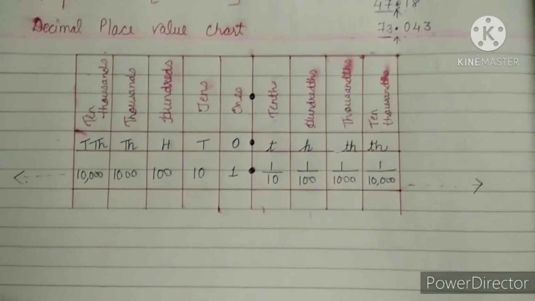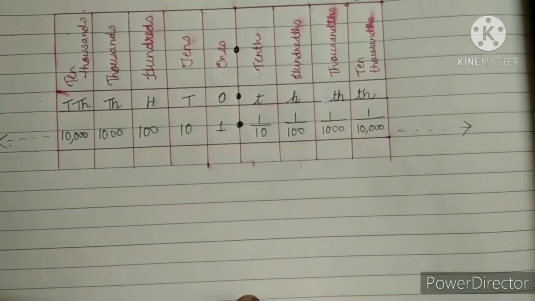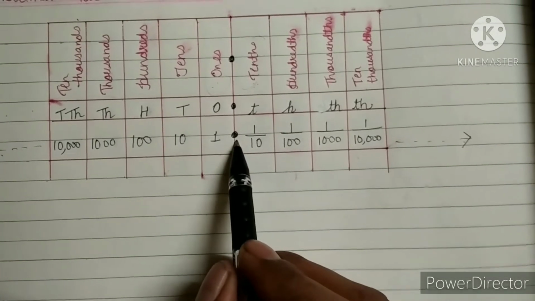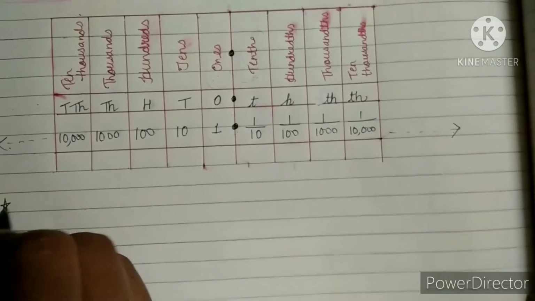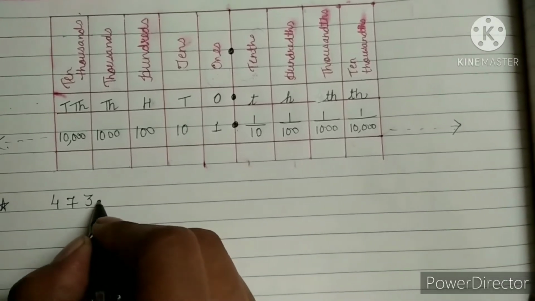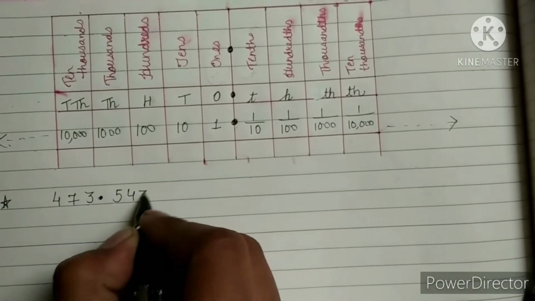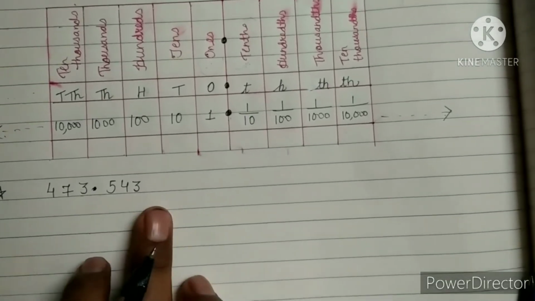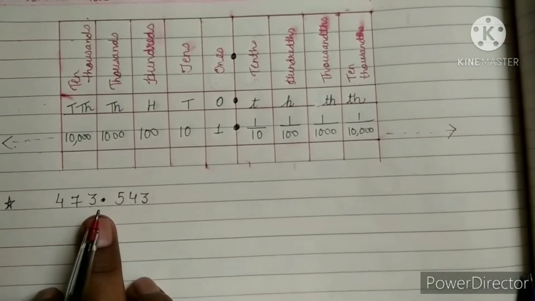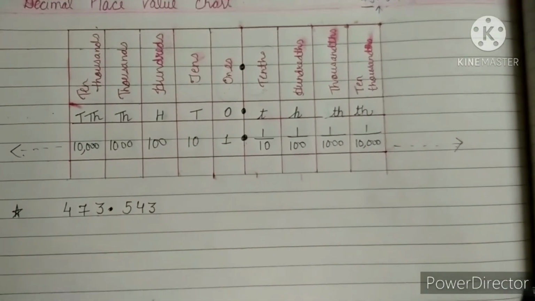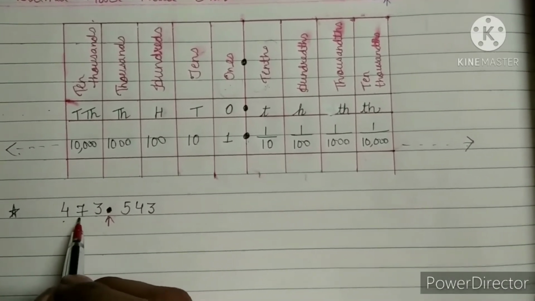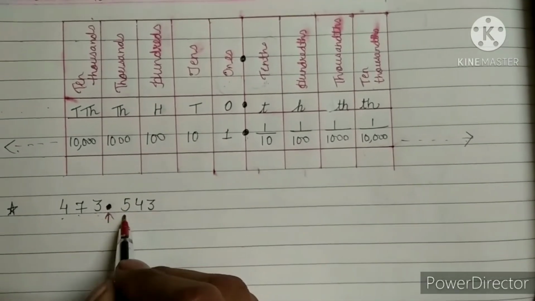Now we will see their uses. If I have any number which is representing a decimal in between it, firstly I am taking one number, 473.543. If a question comes to represent this on the place value chart, this is the decimal point. So it will be called 473.543.